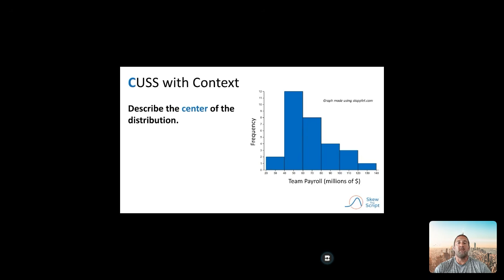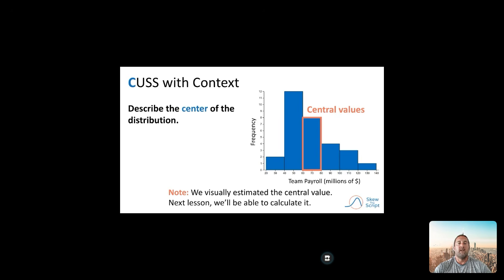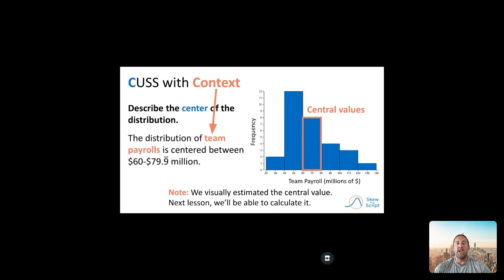For example, here's the histogram of the team payrolls. So you may be asked to describe the center of a graph like this. The central value of this distribution, or the middling value, appears to be between 60 and almost $80 million. Note this is a visual estimate of the central values of the distribution. In a later lesson, we'll learn how to calculate more specific measures of center, such as means and medians. So that's what we'd write in our response. The distribution of team payrolls is centered between 60 million and almost $80 million. Note that in my response, I made sure to mention the context of the variable being measured, team payrolls.